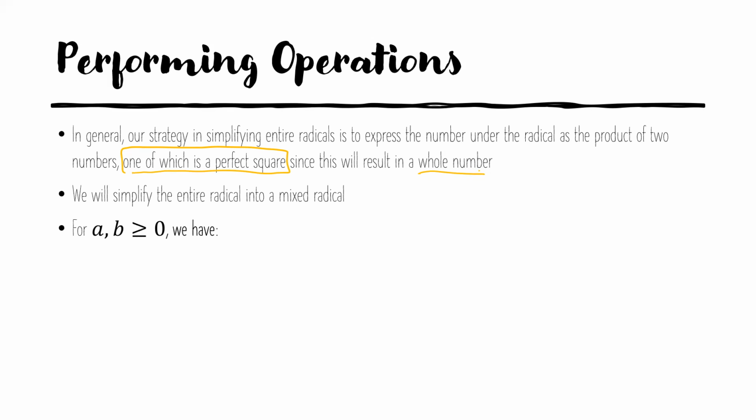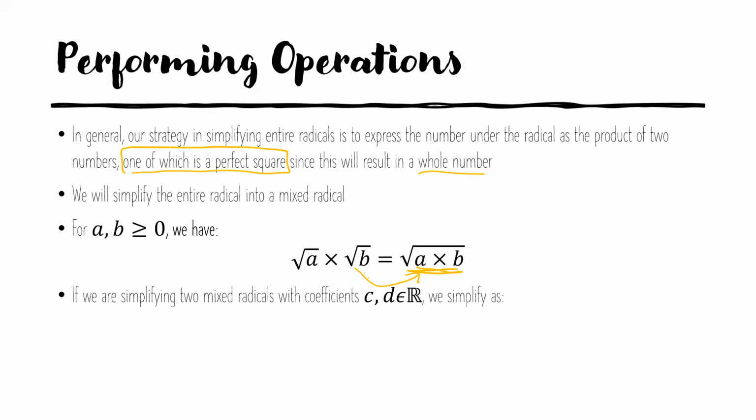So let's say that we have a and b that are both greater than or equal to 0, which means you can take the root of them. If I have the square root of a times the square root of b, I know I can rewrite that as the square root of a times b. That's already what we talked about: the product of two radicals is the square root of the product.